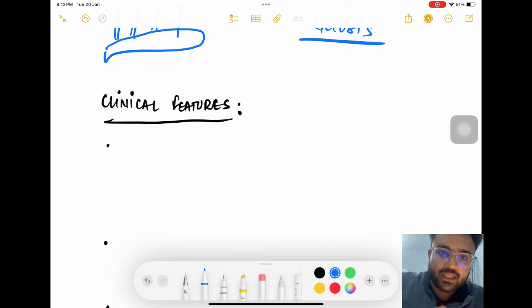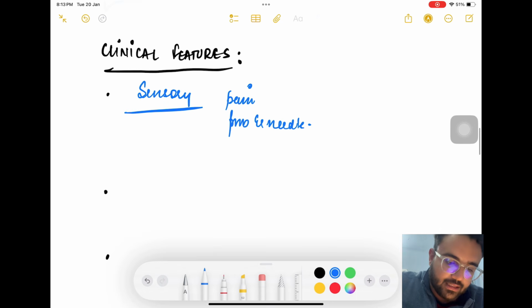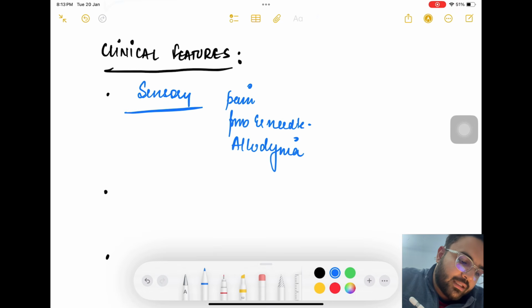Coming to the clinical features, the most common clinical features are sensory. There can be pain, pins and needles sensation, and there can be allodynia.